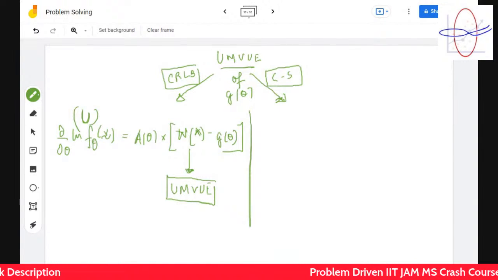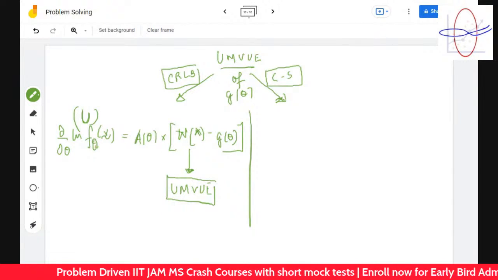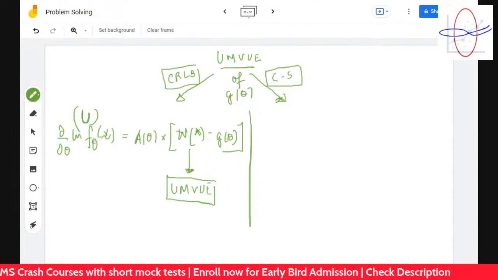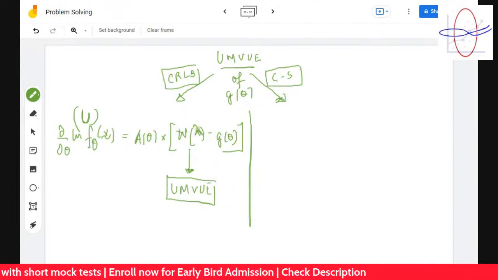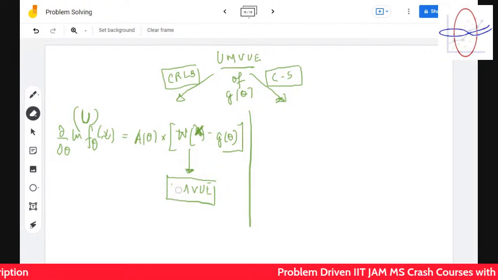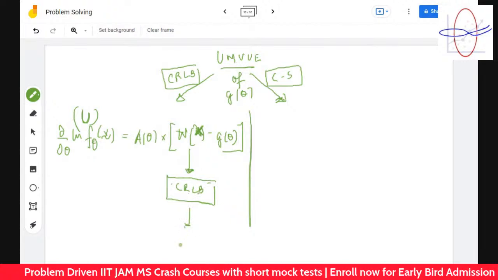Number one, why is this the UMVUE? First of all, you can show this attains the Cramér-Rao lower bound. And second, the expectation of U is 0, so this expression is 0. So W of X minus g of theta is also unbiased. So it's unbiased and it attains the CRLB, and hence it's the UMVUE.